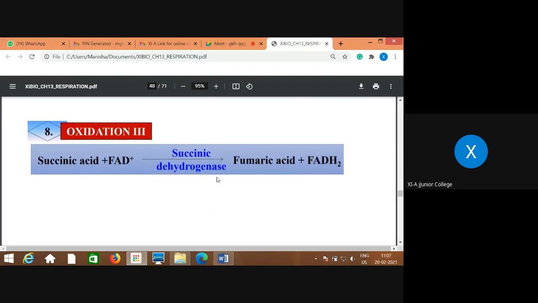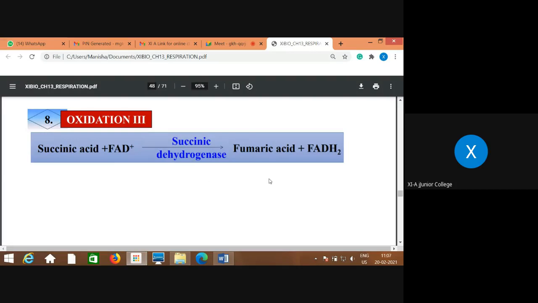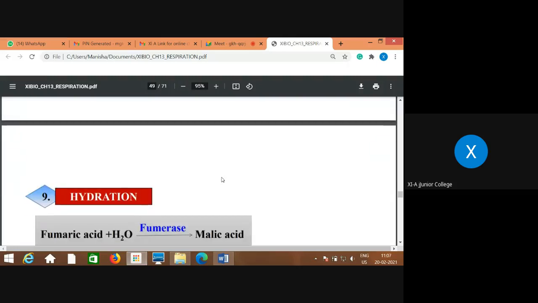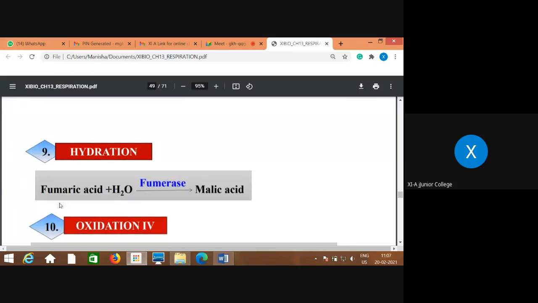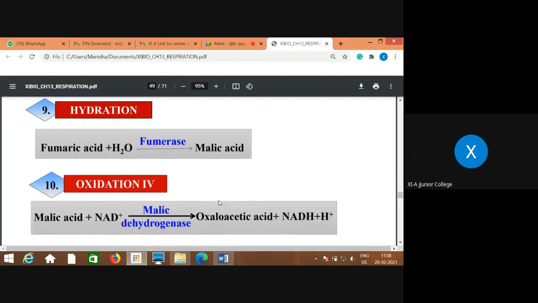So now the third oxidation is what here? The substrate is different, where FAD is the substrate, where it is getting converted into FADH2 with the conversion of succinic acid into fumaric acid in the presence of the enzyme succinic dehydrogenase. The next is hydration, and with addition of water, fumaric acid gets converted into malic acid in the presence of fumarase enzyme. And the last stage, that is the fourth oxidation, takes place, where the fourth NADH2 is produced by this process, where malic acid in the presence of malic dehydrogenase enzyme gets converted into oxaloacetic acid.